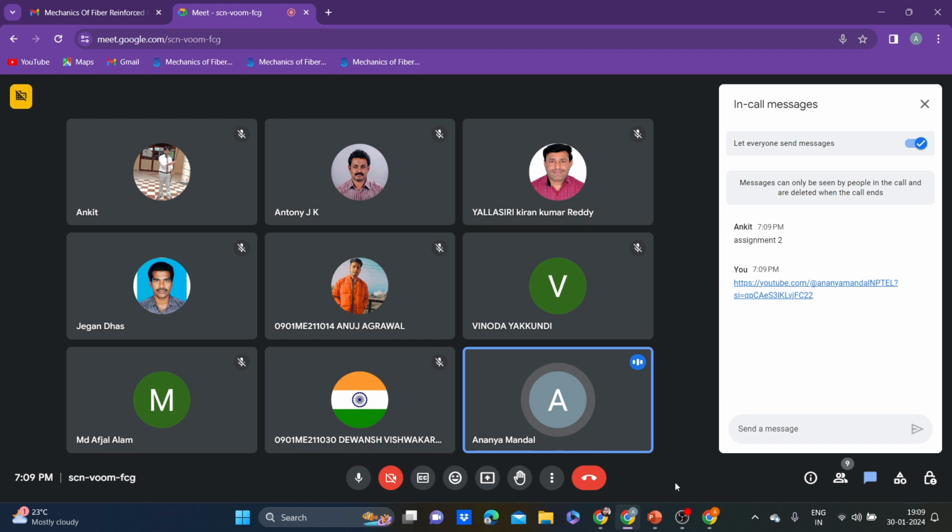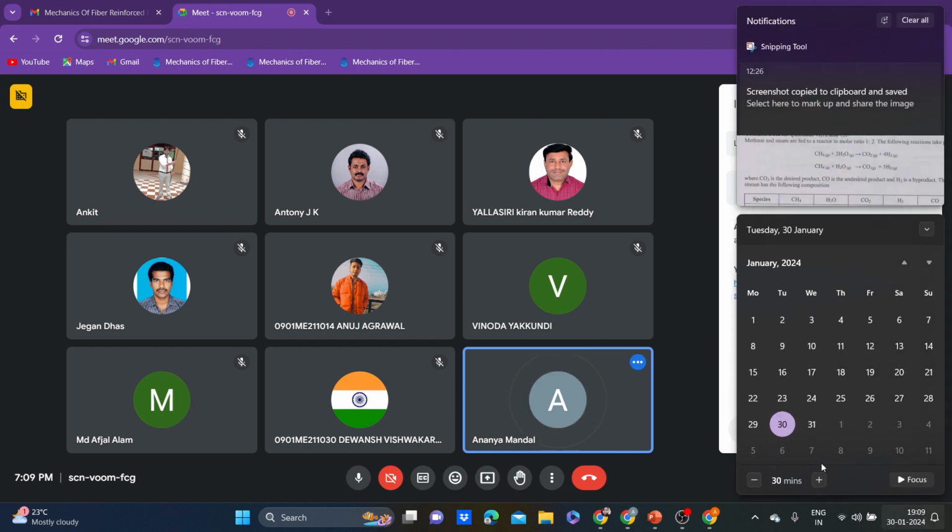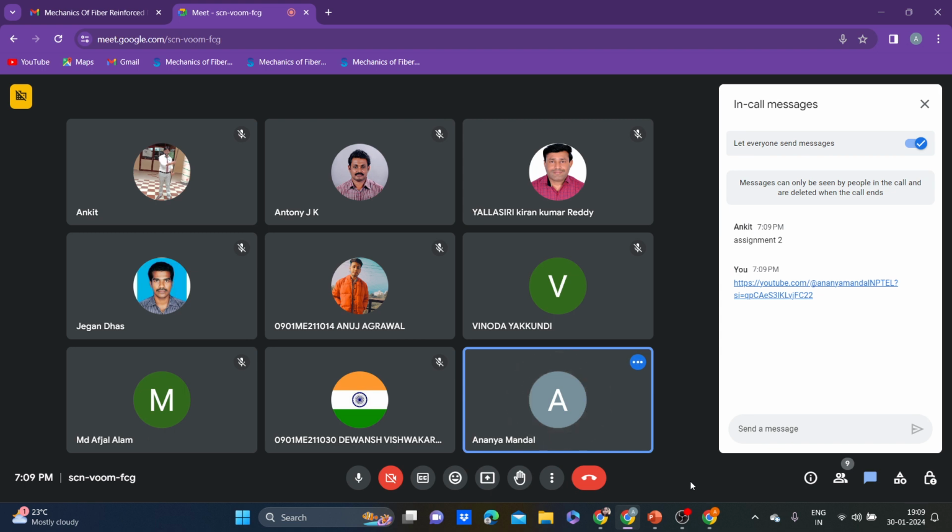Assignment 2, the submission is on 7th February, right? So on 6th February there will be another session. Till the 6th, you complete your assignment 2, and after that, if you have doubts, you can ask me in the 6th February session.